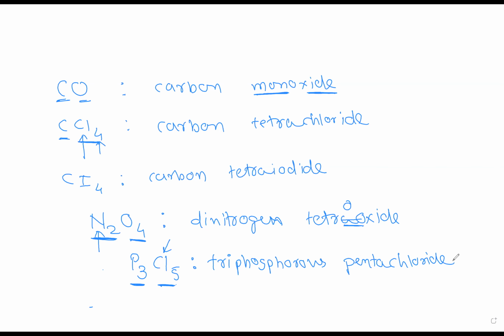All right, simple. So we use a prefix for the first element if we have more than one atom. Then we name it as an element only. For the second element, we always use a prefix and we always use a suffix. Everybody understand this? Follow this? Yes, sir.